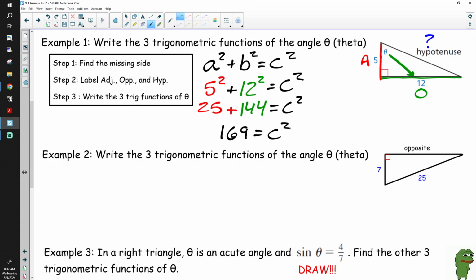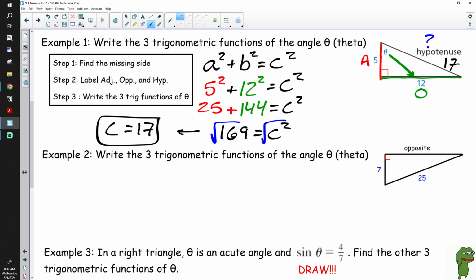How do I get rid of a squared? Do you remember back in the day? How do we undo a second power? With a square root. Square root both sides. And what is the square root of 169? 17. Okay? So our hypotenuse is 17. Let's write it over here. C equals 17. This is the measure of the hypotenuse.